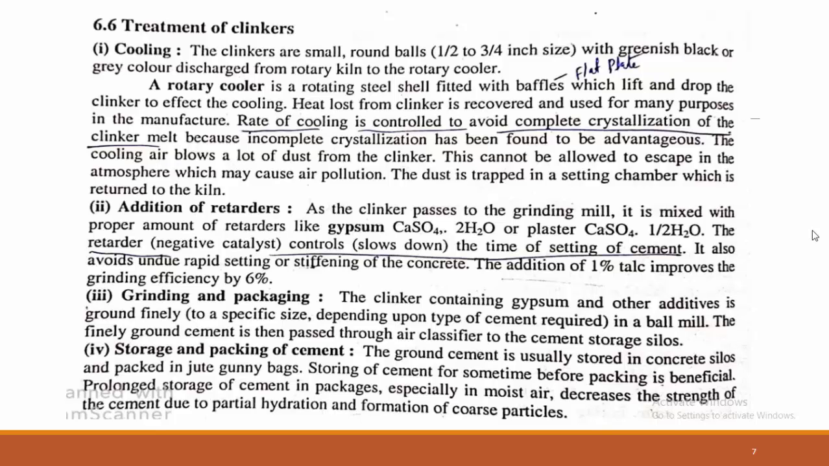Once the clinkers are formed in the sintering zone, they are small round balls, half to 3 by 4th inch in size, with a greenish black or grey color, discharged from the rotary kiln or rotary cooler. What are the clinkers? What is their formation? They look like granules, or small round balls up to 3 by 4th of an inch in size, with a greenish black color.